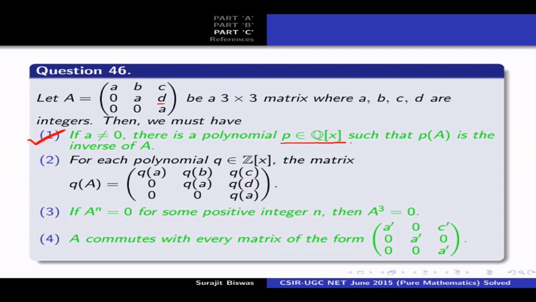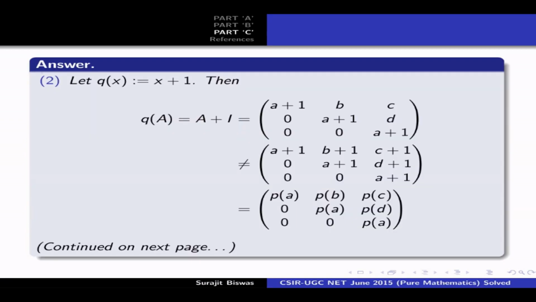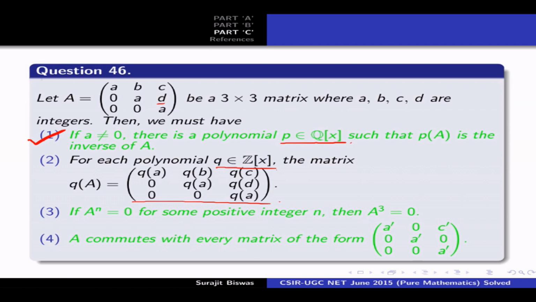For the second option, we have to check whether for each polynomial q in Z[x], the matrix q(A) can be written as this. This is not true, which can be shown by taking q(x) equal to x plus 1. Then q(A) equal to A plus identity is this, but this is not equal to this. I mean, this is just translation of the principal diagonal, but other elements will be fixed. So therefore this is not equal to this, and this matrix actually represents this. Okay, so option 2 is not correct.